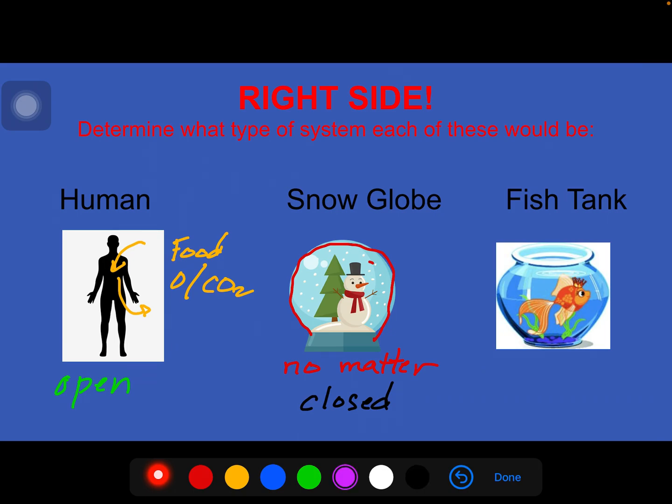As far as the fish tank goes, the fish doesn't ever come out of the tank, or it shouldn't. But there's still things that need to go in and sometimes come out. So our food, of course, goes in. We need to replenish the water. Water does evaporate, right, as days go by. Sometimes we take water out to clean it. So again, thinking about matter, we know that the fish tank is going to be an open system.